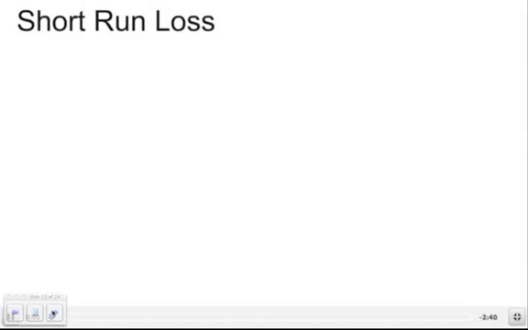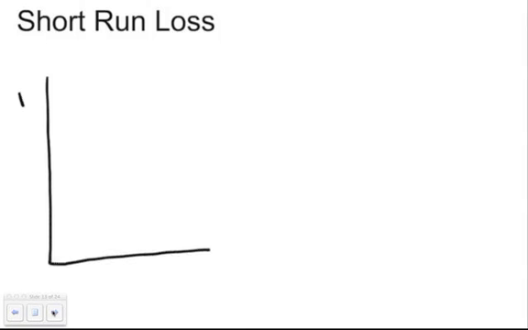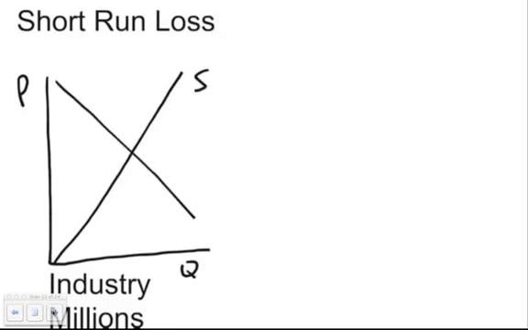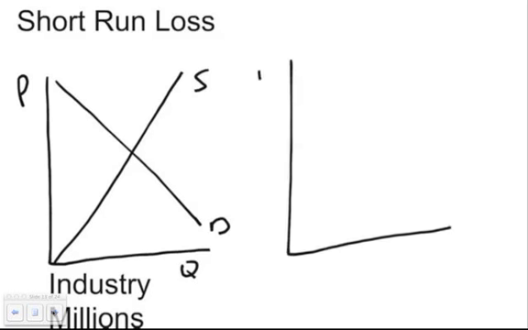All right, we're going to draw perfect competition with a short run loss. So again, they're going to be side-by-side graphs. I draw my price, I draw my quantity. And again, this is the industry, and that's in terms of millions. And then I can draw my supply curve and my demand curve. Then I draw my graph next to it. And I have price, and I have quantity. And then again, this is the firm, and so that would be in thousands.